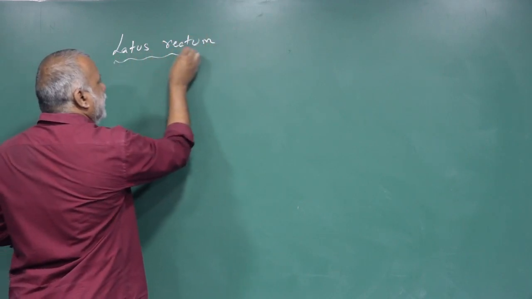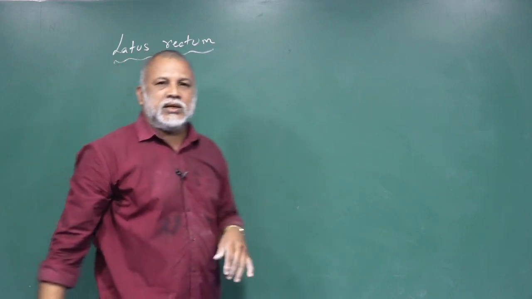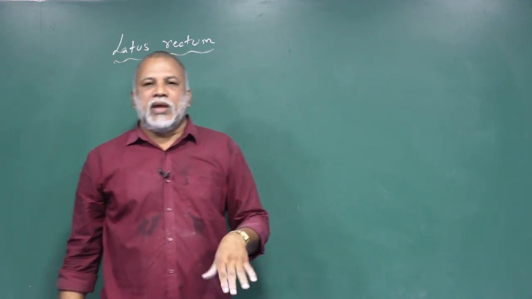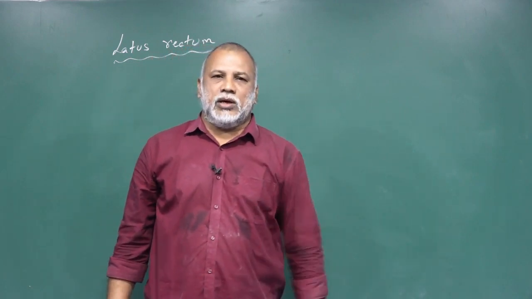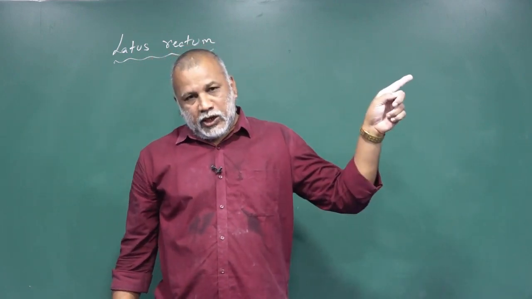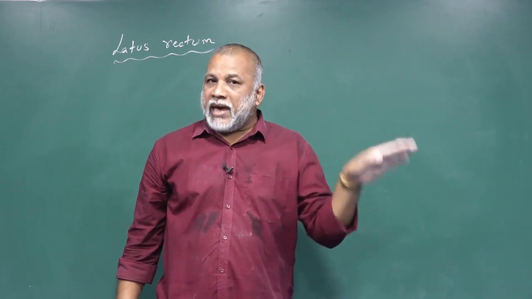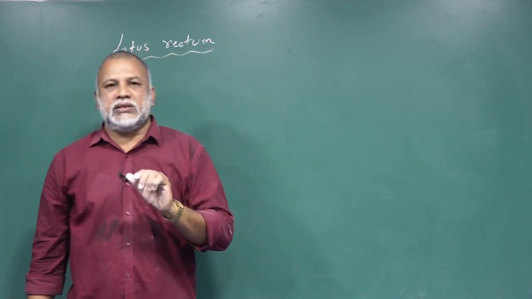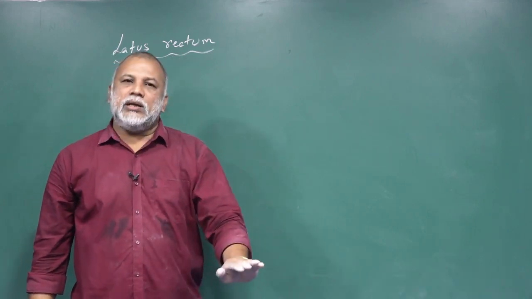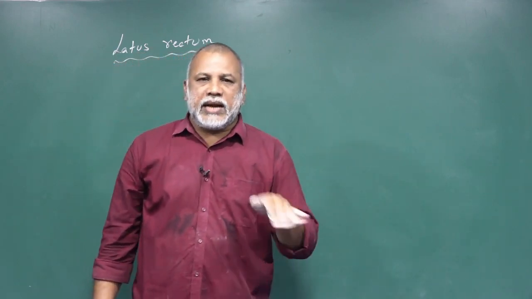But you must know the definition. What is the definition? A focal chord which is perpendicular to the transverse axis of a hyperbola. See the word? In your ellipse you are using major axis, but here you are using transverse axis. That is the only change. It is a focal chord perpendicular to the transverse axis.